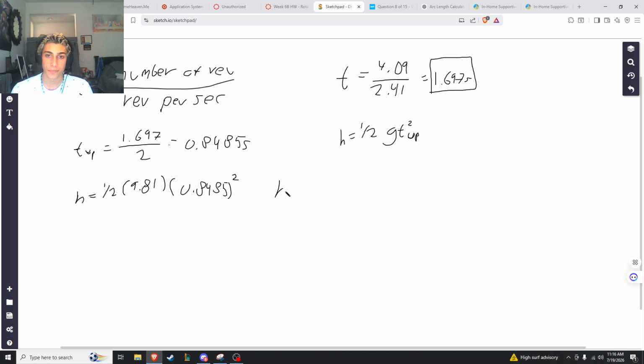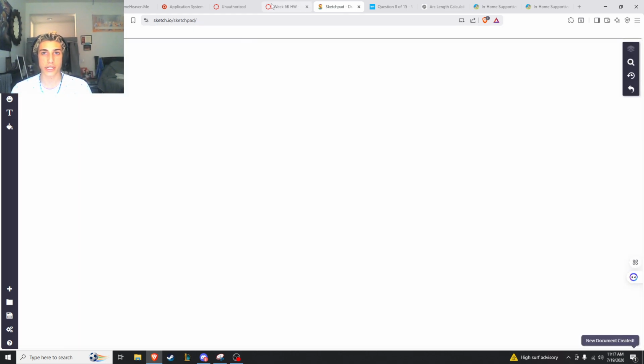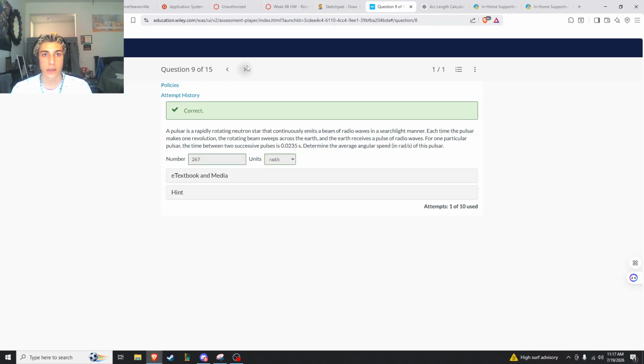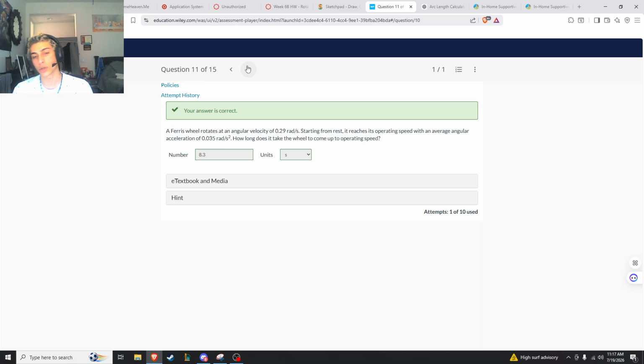And the final answer of this calculation would be 3.53 meters. 3.53 meters, and this is the height with the SI units of meters. That's going to be question 8. And for the second question, I chose question 11.